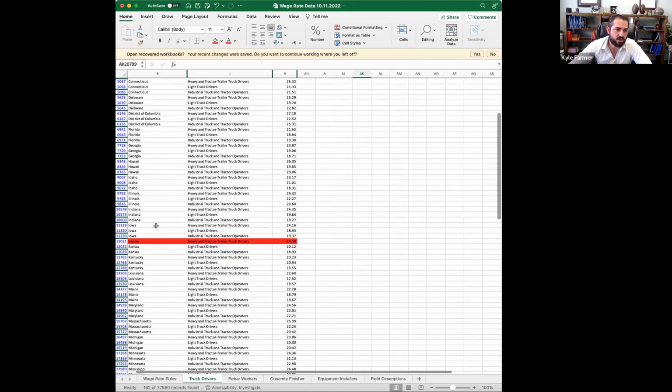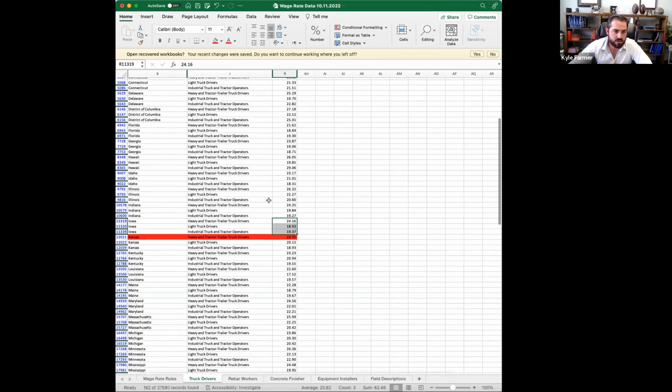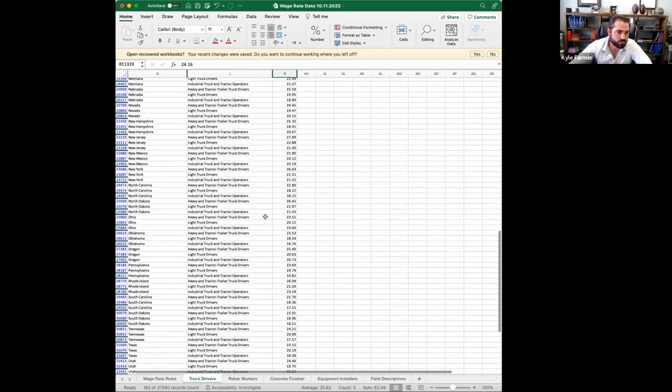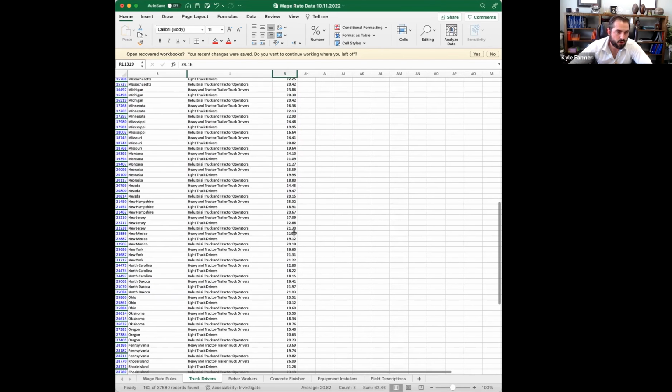Okay. So like Iowa, for example, it depends on how they classified you. Industrial tractor operators, 1937, light truck drivers, 1893, heavy truck drivers, 2416. New Mexico, $21.90, 1912, and 2019. So it depends on how they classify your job. And I don't know how the department or the state workforce agencies are going to do that. That's another thing that drives me nuts about this, I think it makes it difficult.